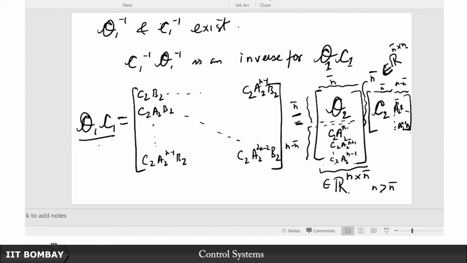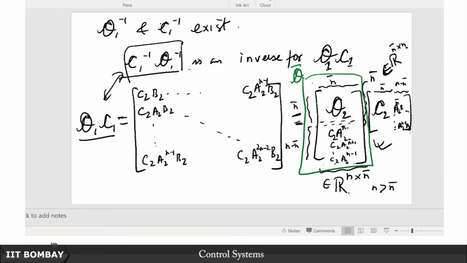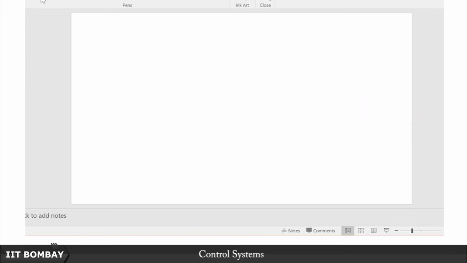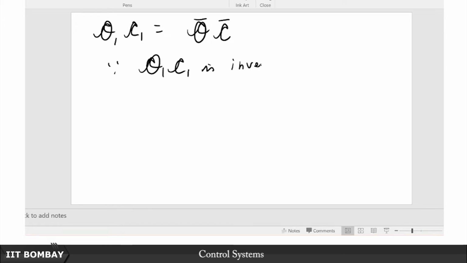Now I know that this matrix is non-singular because its inverse exists, so it is invertible, but that means that this matrix must also be non-singular, right. So this whole padded O matrix, let me use a different color, I call this O bar, and this whole padded C matrix I call this C bar. So the obvious conclusion I am led to is that O1 C1 is equal to O bar C bar. Now since O1 C1 is invertible, so must be O bar C bar.